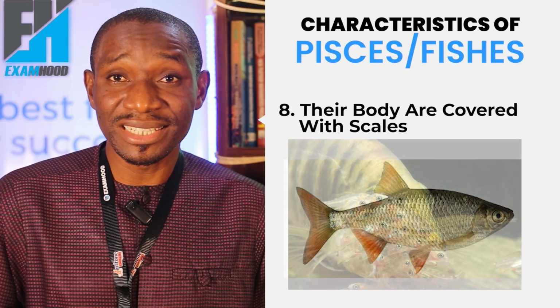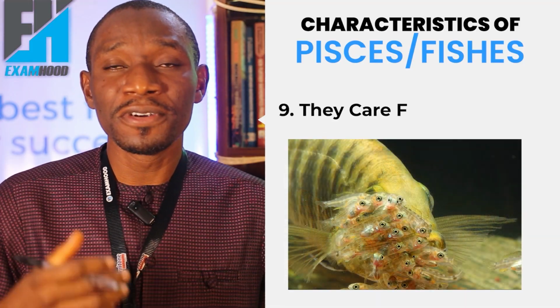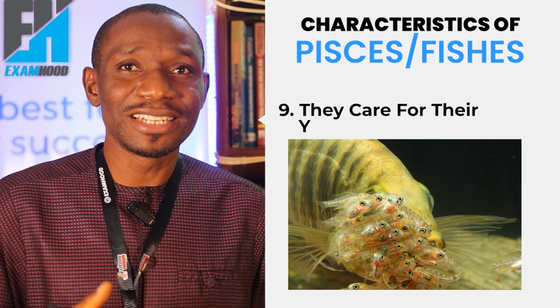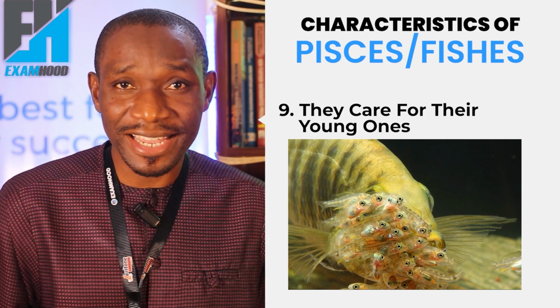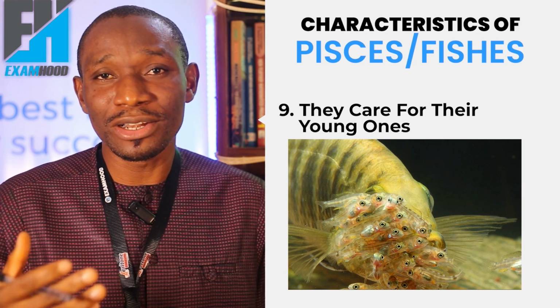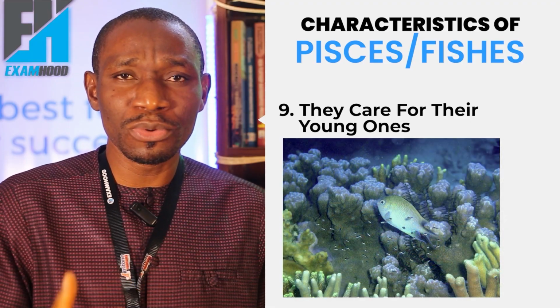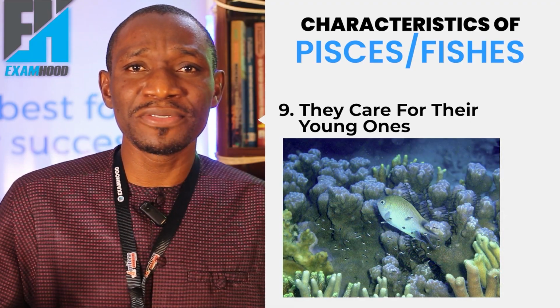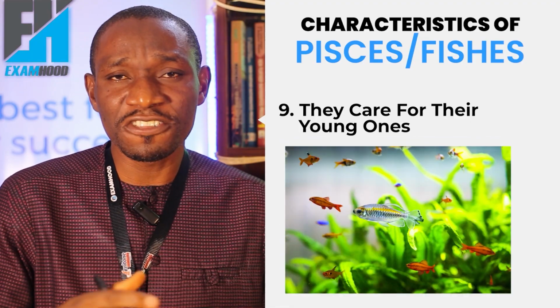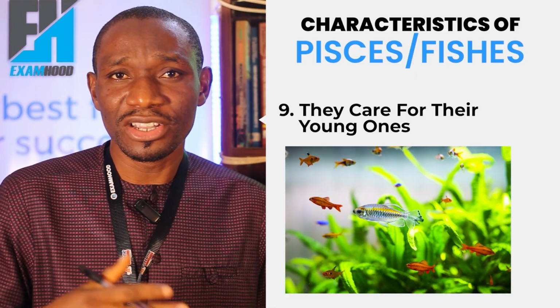And the last characteristic of the Pisces is that they exhibit what we call parental care. They show parental care to their young ones. So when they give birth to their young ones, they don't just leave the young ones to fend for themselves. They show some level of parental care to these young ones or offspring. So these are the major characteristics of the fishes or the Pisces.